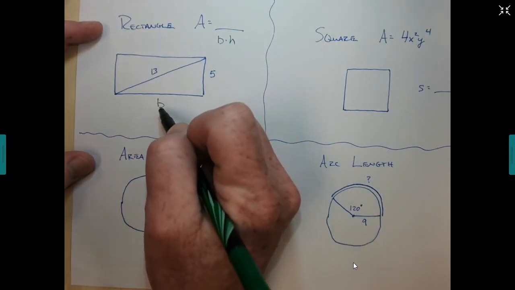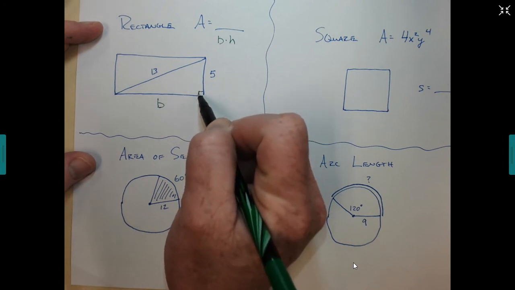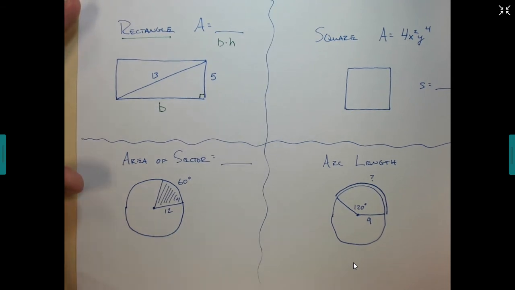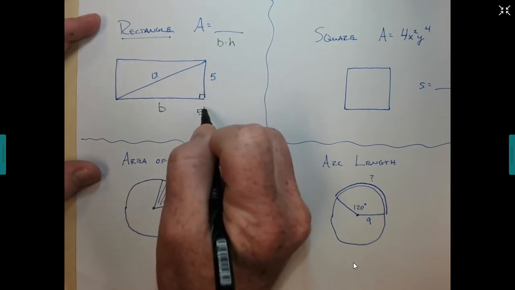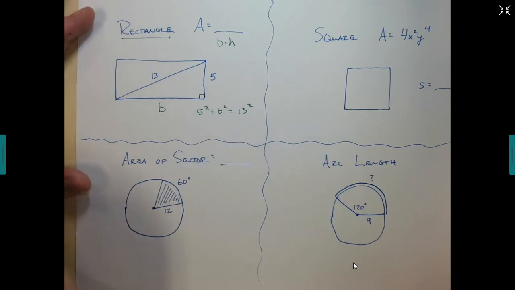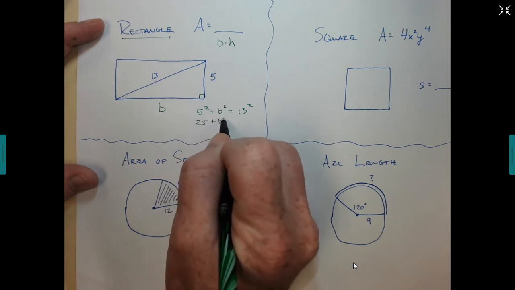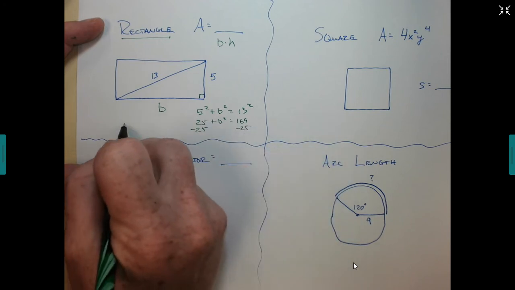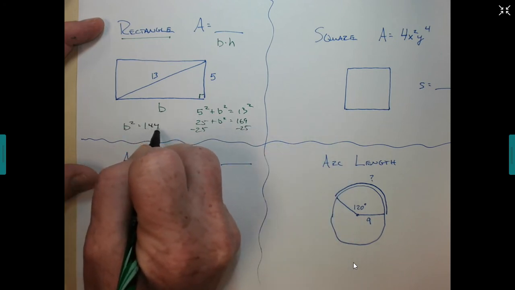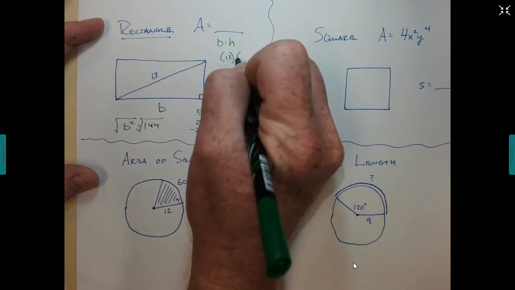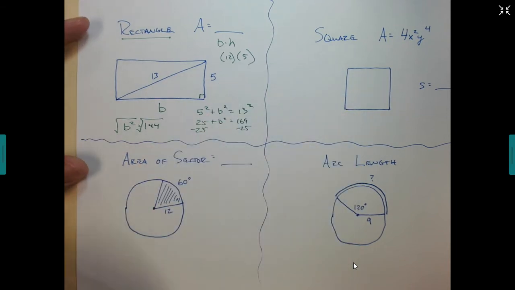So here, if I need the base, I have two sides. I know that's a right angle because they told me it's a rectangle. So this is a Pythagorean theorem problem. a squared plus b squared equals c squared. 25 plus b squared equals 169. Move the 25 to the other side. I get b squared equals 144. Square root both sides, and my base is 12. My height is 5. 5 times 12 gives me an area of 60.